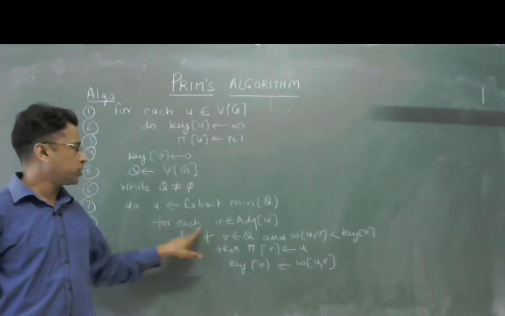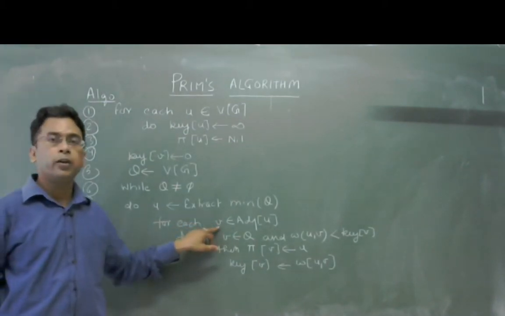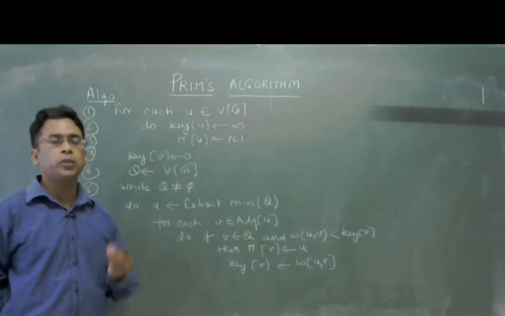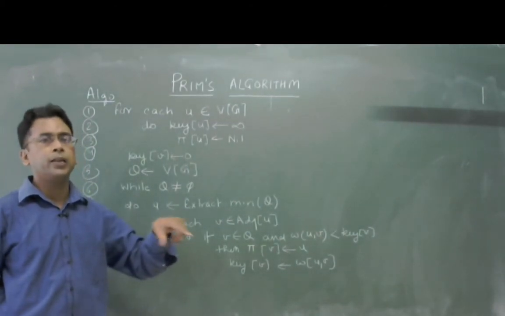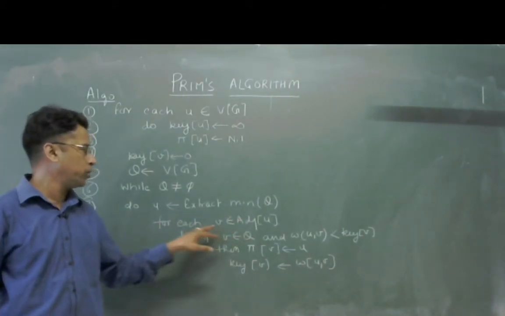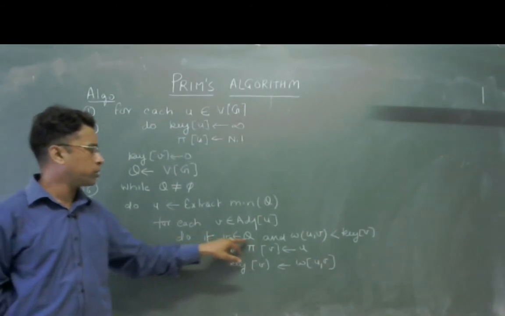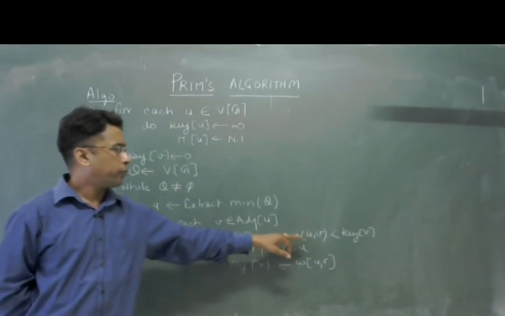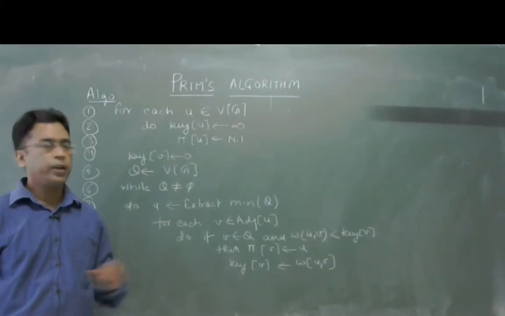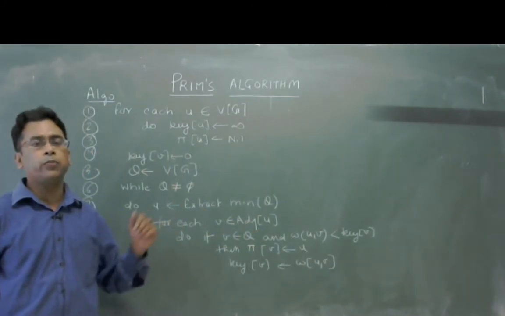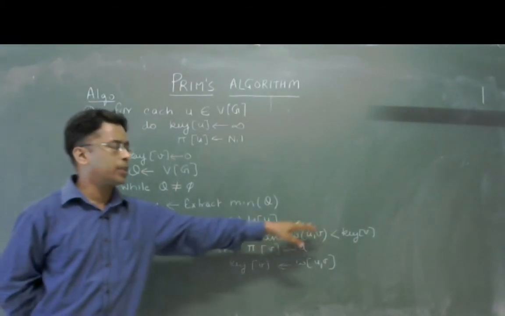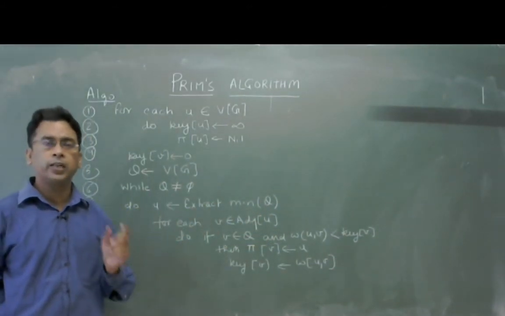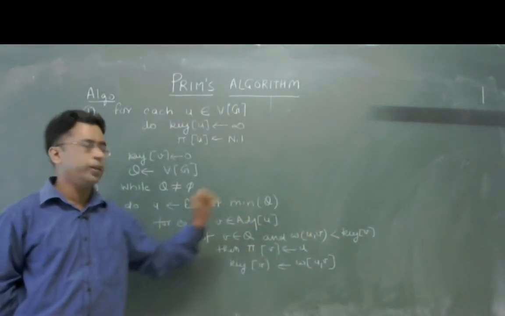For each vertex v belonging to the adjacent of u, suppose we start with the vertex with initial value 0. The set that is connected to that node will be considered as the adjacent of u. And if v belongs to Q and w(u,v) is less than key of v. Initially every vertex is at value infinity, so definitely the edge connecting the vertex to the previous node will have some weight. If that weight is less than key of v, which is infinity, that will obviously be true because w(u,v) is a certain weight and so definitely less than infinity, so this condition will be satisfied.